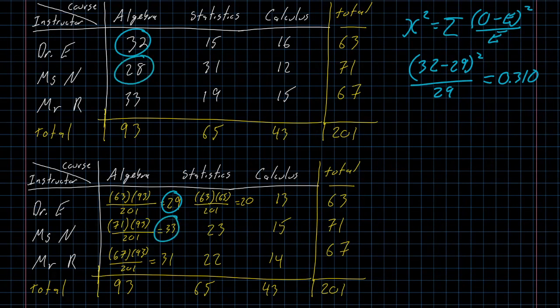Then I will compare 28 to 33. I get 0.758. Compare 33 to 31. So it's 33 minus 31, which is 2. Square that is 4. 4 divided by 31 comes out at 0.129.